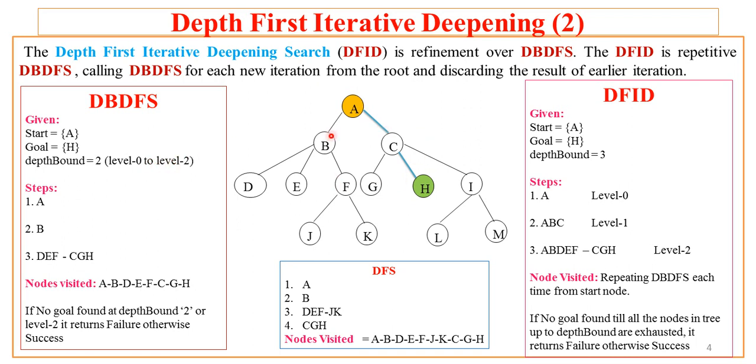So what is the state space? It is given at the center of the slide. At level 0, node A, which is the root node, is lying. At the next level, B and C are there, which are children of A. At level 2, D, E and F, which are children of B, and G, H and I, which are children of C, are there. And at the next level, that is level 3, J and K, which are children of F, and L and M, which are children of I, are there.